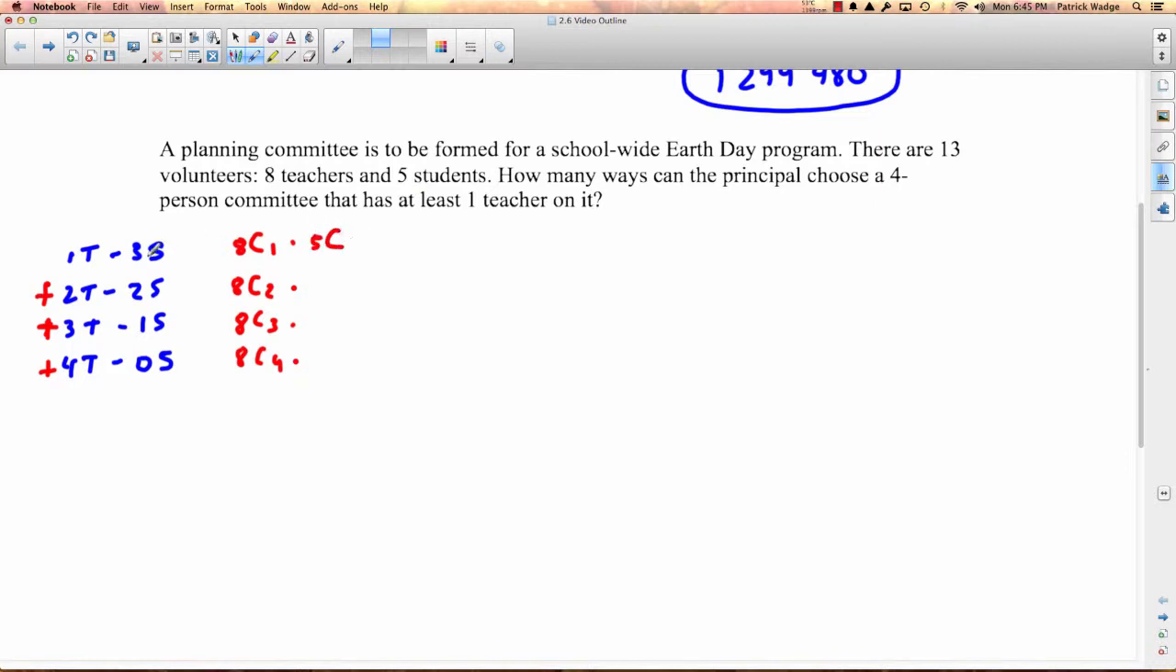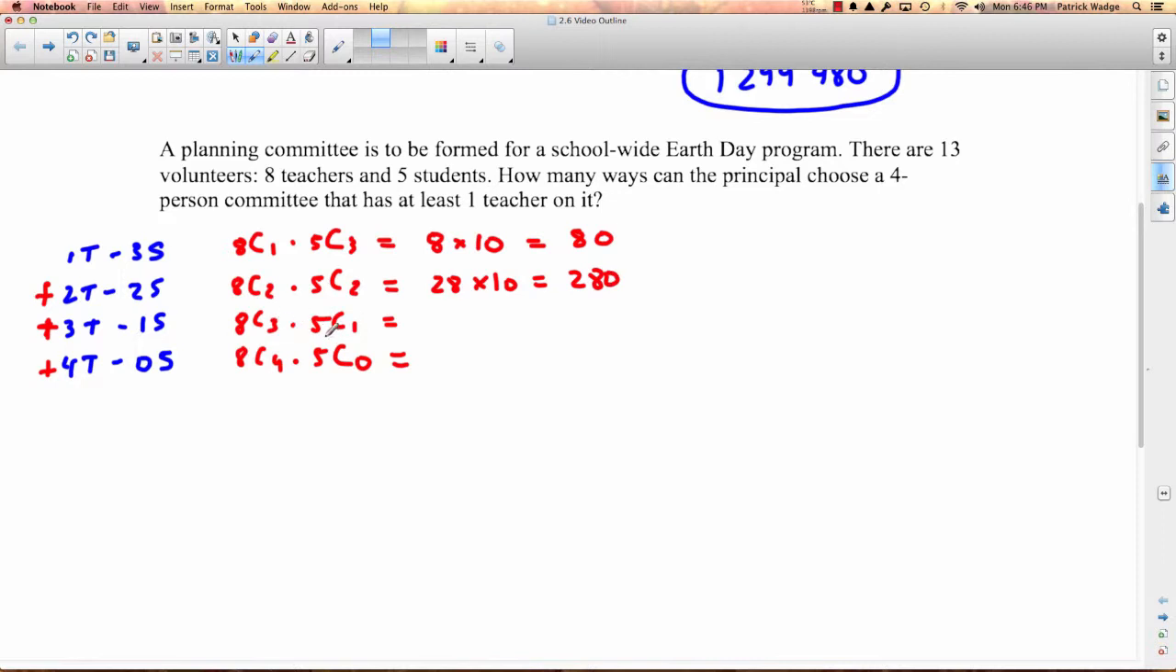So in the first case it'd be 5 choose 3, and then 5 choose 2, and then 5 choose 1, and then 5 choose 0. So if we do this, could certainly use a calculator. 8 choose 1, you know that one. That's 8. And 5 choose 3 is 10. So that's 80. 8 choose 2 is 28. And 5 choose 2 is also 10. And so you get 280.